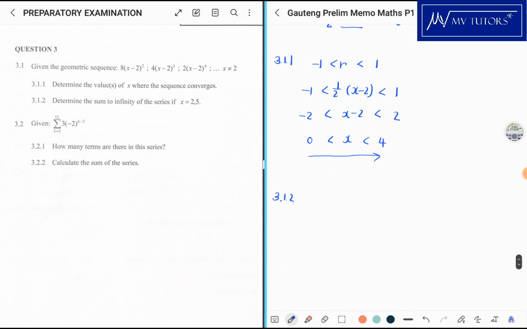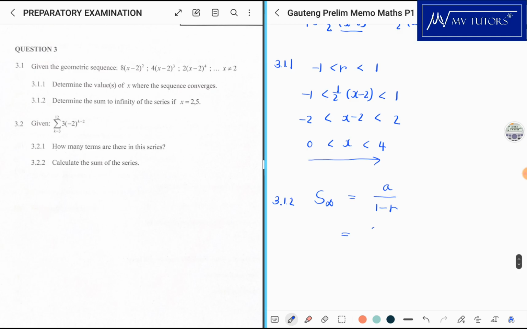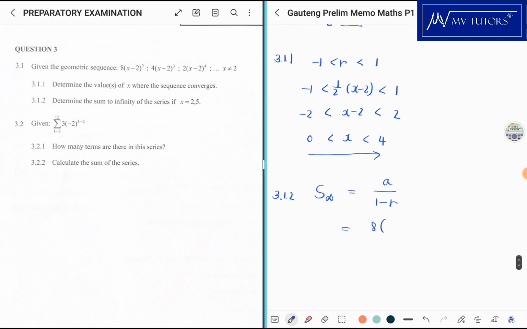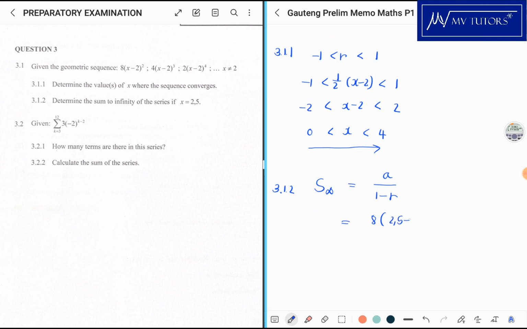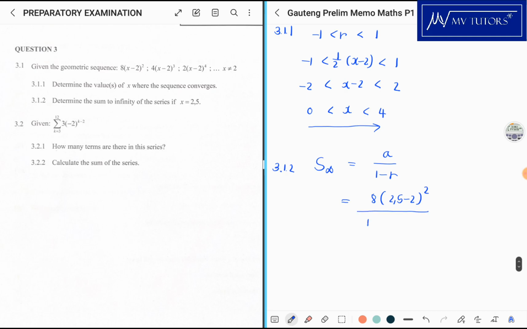And 3.1.2 says, determine the sum to infinity of the series if x is equal to 2.5. So you go to your formula sheet if you have forgotten, and the sum to infinity is a over 1 minus r. Okay, they told us that x is 2.5, so that helps. The first term is 8 times x minus 2, so 2.5 minus 2, to the power 2, right? Yes. And then our common ratio is a half times x minus 2.